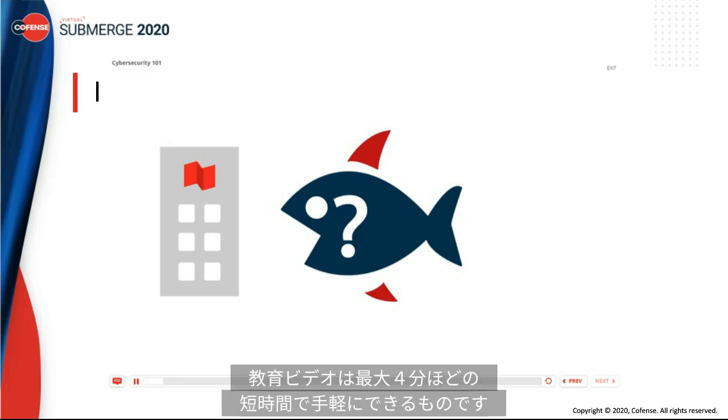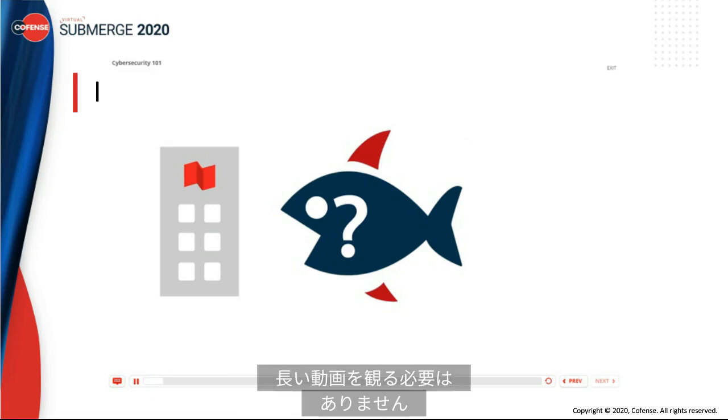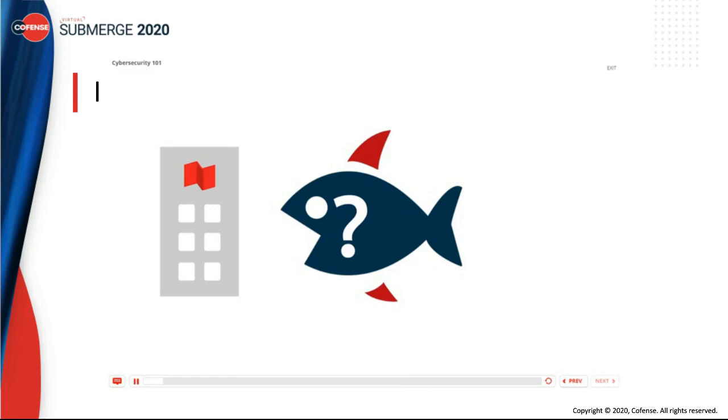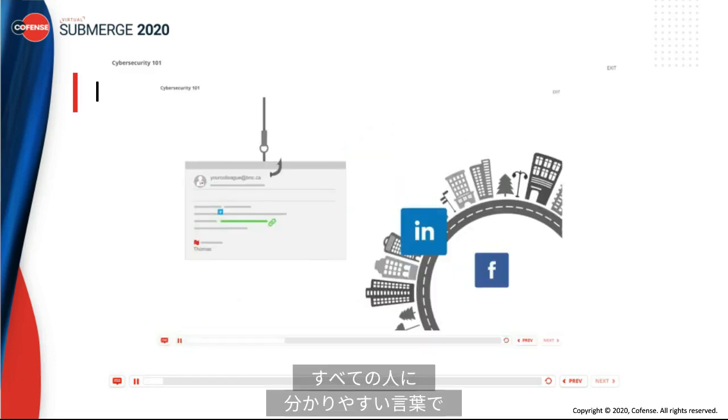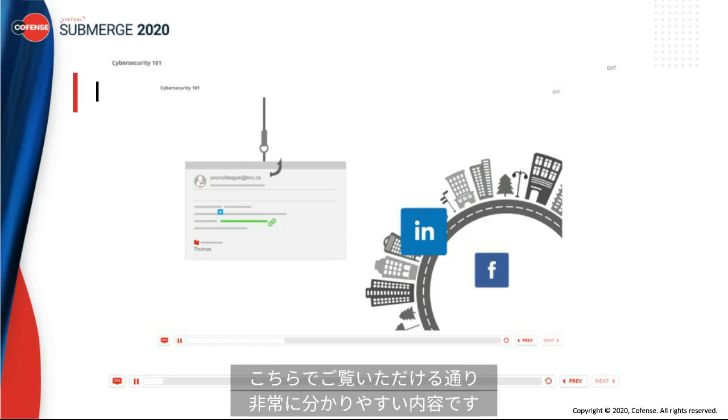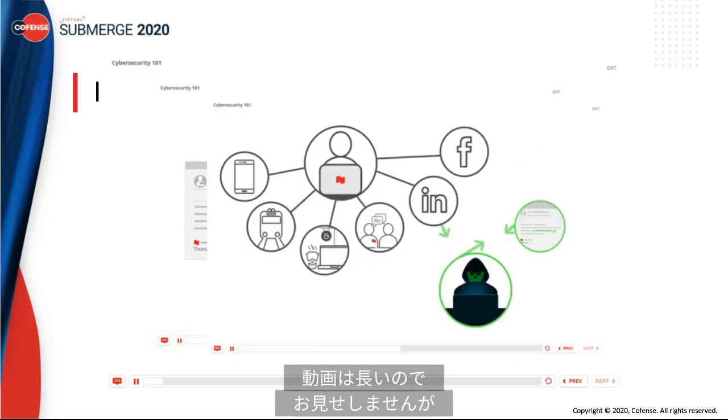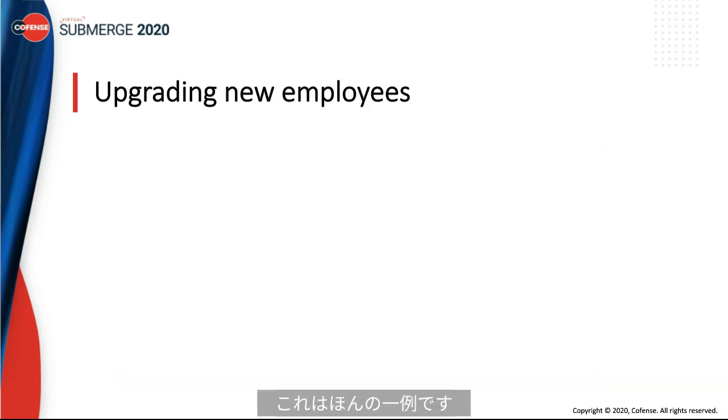And it's very easy, very short, 4 minutes maximum, because people don't want to see a long video. Very easy, very short, and we try to use the right words. It must be easy for all the people to understand cybersecurity. So as you can see, it's very easy to understand. I can't show you the whole video because it's long, but it's an example.